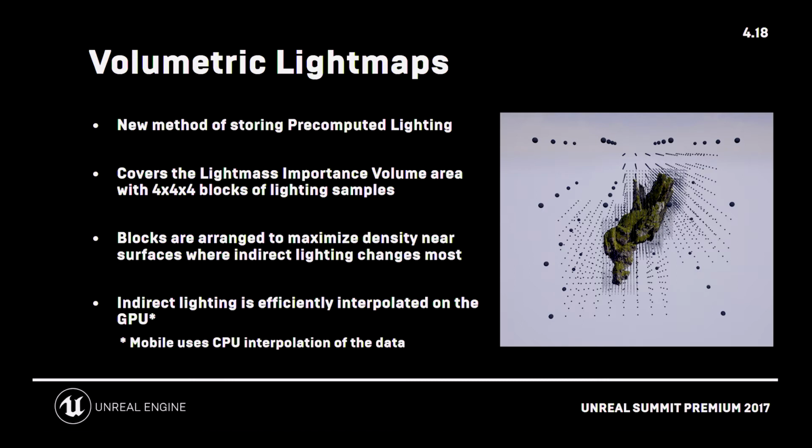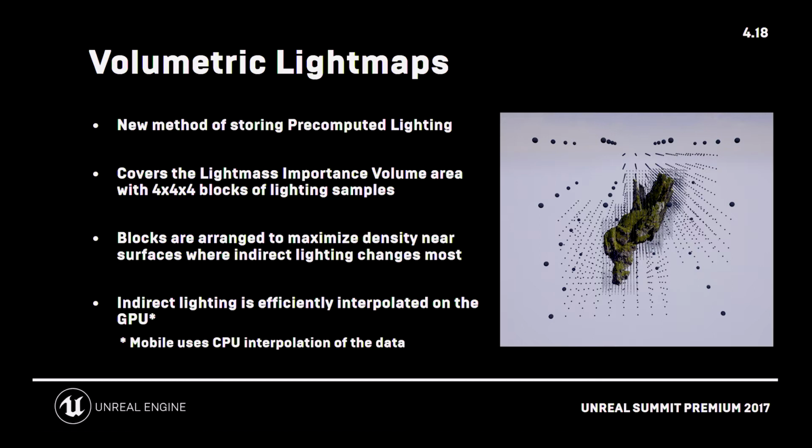Another big change that we've made for version 4.18 is something called volumetric light maps. And these replace the indirect lighting cache. Both the old and the new volumetric light maps are a method of storing pre-computed lighting for indirect lighting.